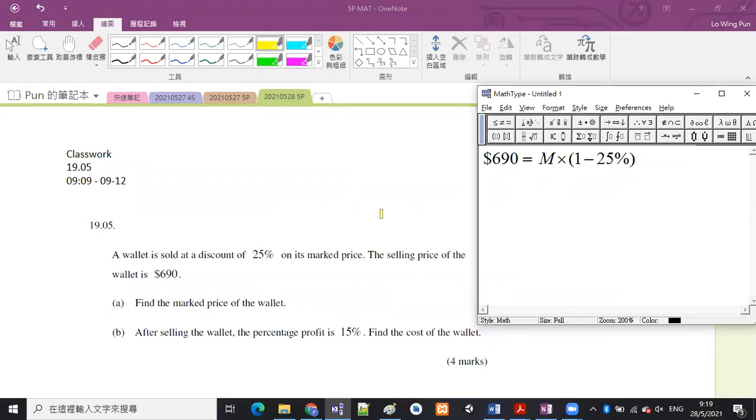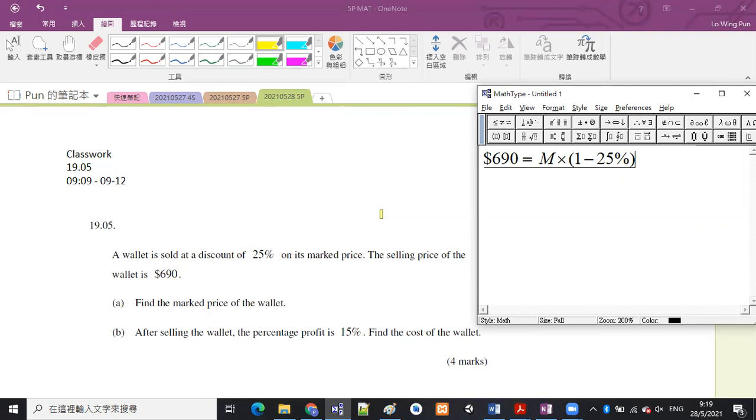Can you find one little mistake? Yes, it should be percent. It's not an angle, it's a degree. That's okay, I think you know the meaning, but it's just a writing mistake. It should be 1 minus 25%. That's why you can change it to 0.75. Then just divide it to the left-hand side and calculate that M should be 920. Can you get this answer? Yes, good. You may write $920.